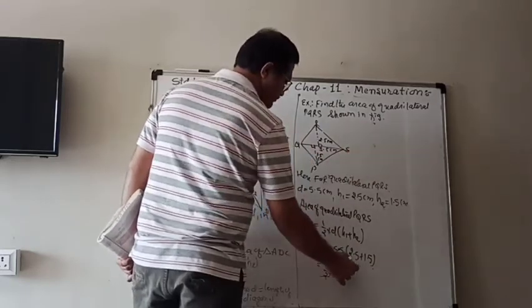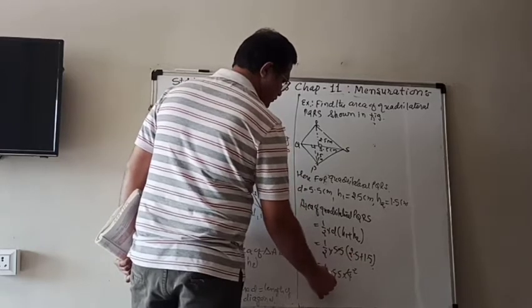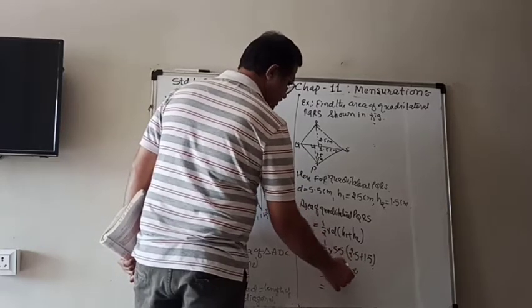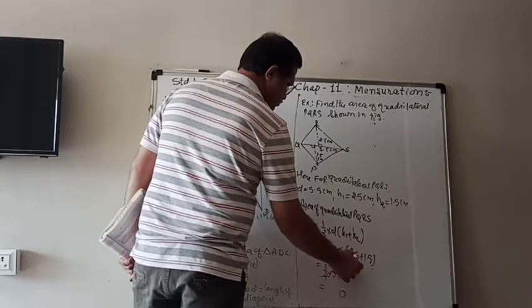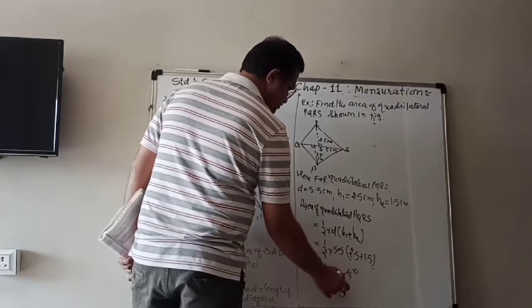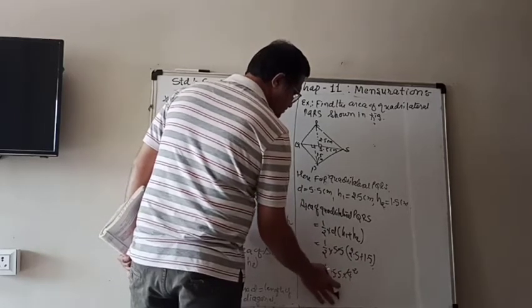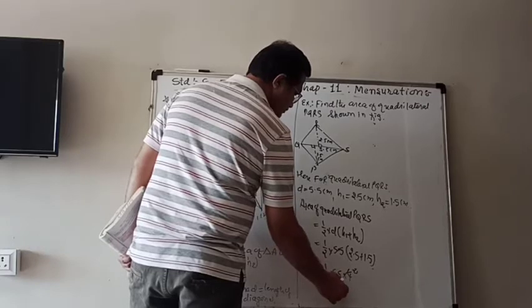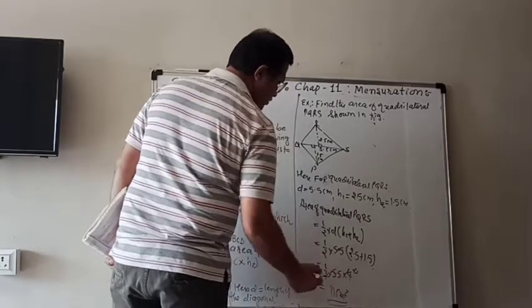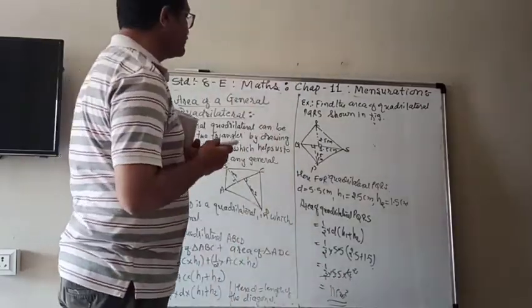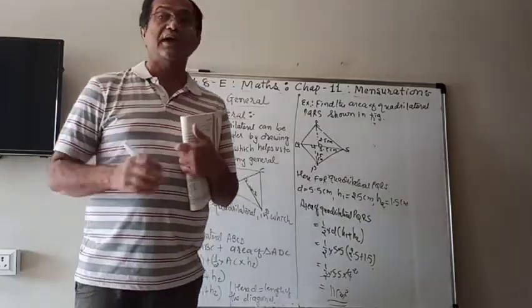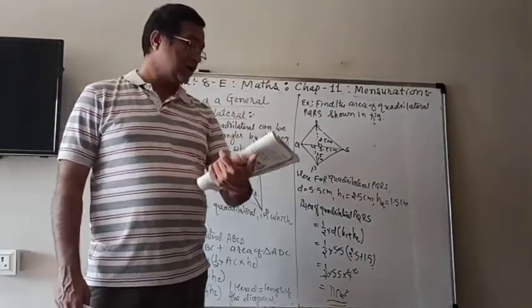So now 2 2s are 4. So 5.5 multiplied by 2, 2 5s are 10, 2 5s are 10 plus 1, 11.0. So 11 centimeters square. So that's the way we can find the area of any general quadrilateral.